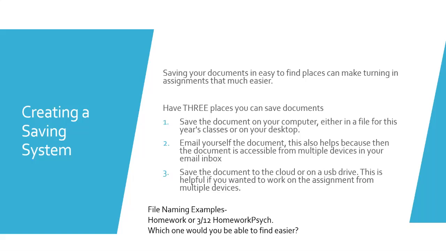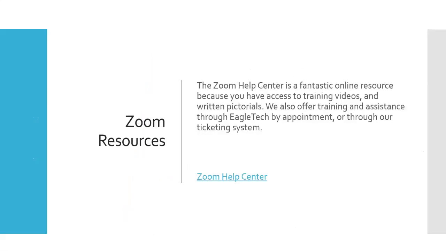But the one thing that we want to make sure that you guys know is that you have a file name system so that you can find your stuff easily. I have an example here at the bottom that says "homework," or you can have "3-12 homework psych." Which one would be easier to find if you were trying to look for it at 11:50 at night and your assignment was due at midnight? You want to keep these ideas in mind when you're naming your files so that in the future, it's a whole lot easier for you.